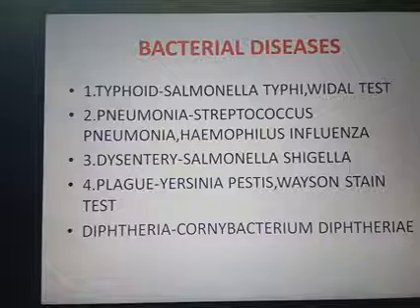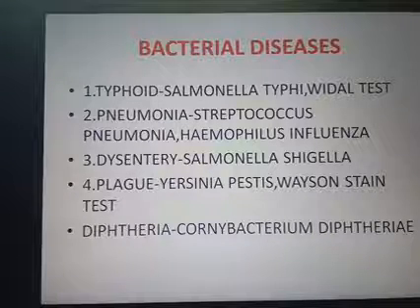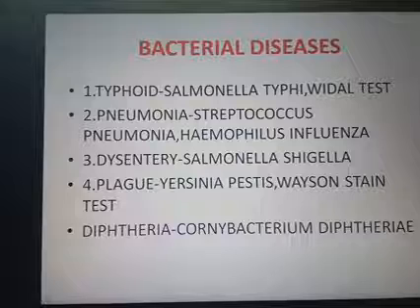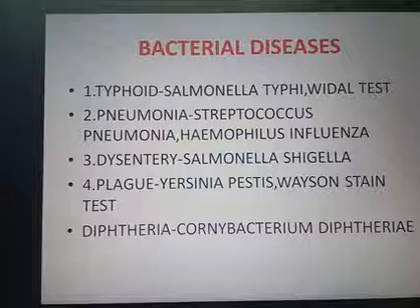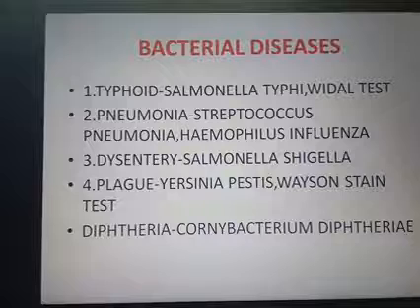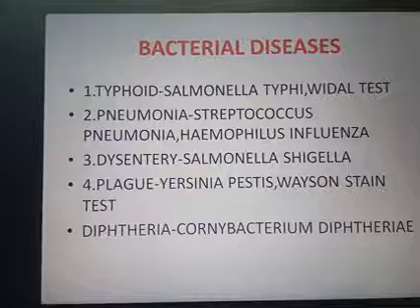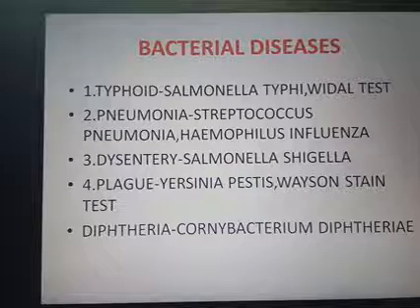Here we are discussing the chapter Human Health and Diseases. Already we started our chapter. Here we are discussing bacterial diseases. Some examples of bacterial diseases are typhoid, pneumonia, dysentery, plague, diphtheria.